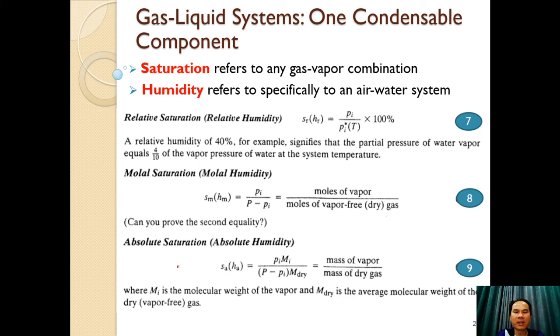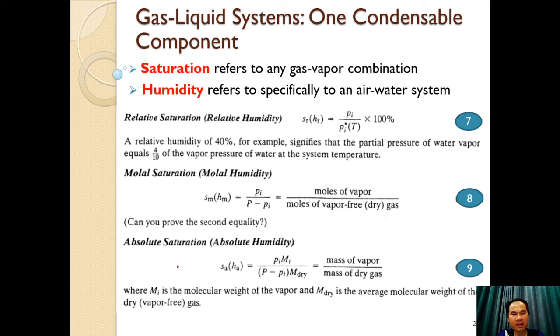We have five components of the humidity definition. The first one is relative humidity, or relative saturation, SR. Relative humidity is equal to the partial pressure divided by the vapor pressure of the pure gas phase, multiplied by 100. For example, if the relative humidity is 40%, this means that the partial pressure of water vapor is 40% of the vapor pressure of water at that temperature. That is the relative humidity.